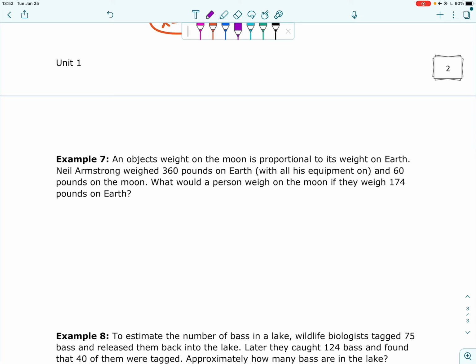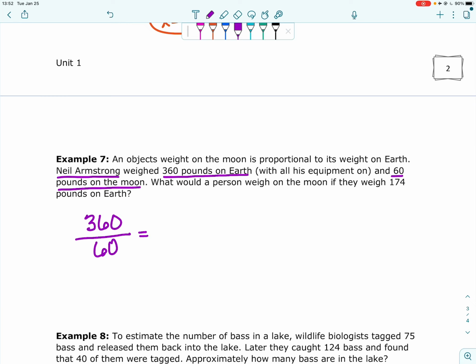So what I'm going to do is, I have information on Neil Armstrong. I know how much he weighed on Earth, and I know how much he weighed on the moon. I'm going to set that up as my first ratio, my first fraction. I'm going to put his Earth weight on top and his moon weight on bottom. It doesn't matter, I could put the moon weight on top and the Earth weight on bottom. And then that's going to be equal to, now we have this other person.